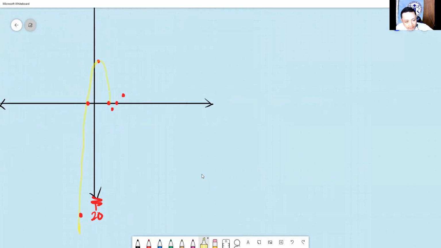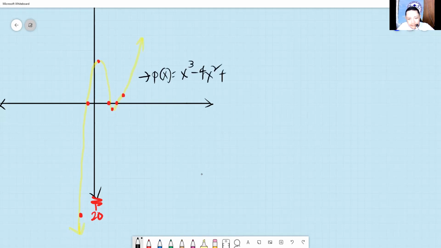Ayan, it's here. Then after this, wala na siya dito. Wala na siya somewhere down. So therefore, it's already your turning point. Go up again. And then in here, dahil wala na susunod, it will continuously move up. That's it. So this is now the graph of our function p of x is equal to x cubed minus 4x squared plus x plus 6.